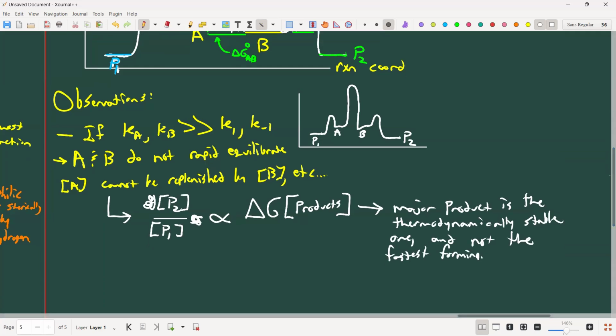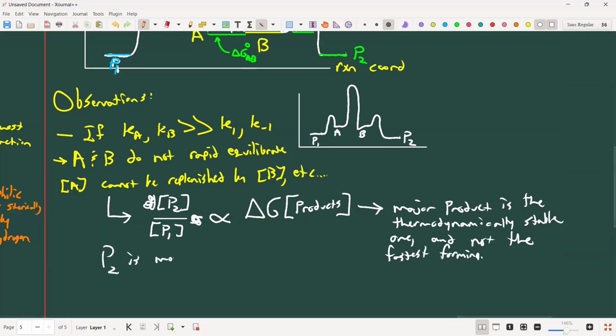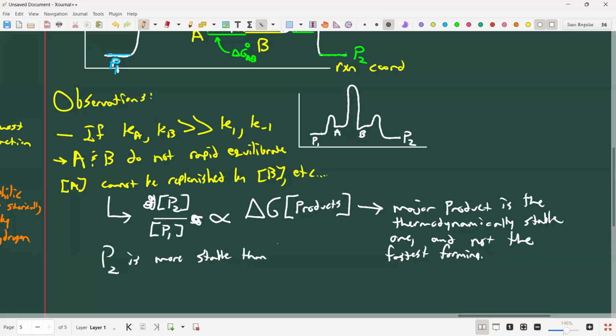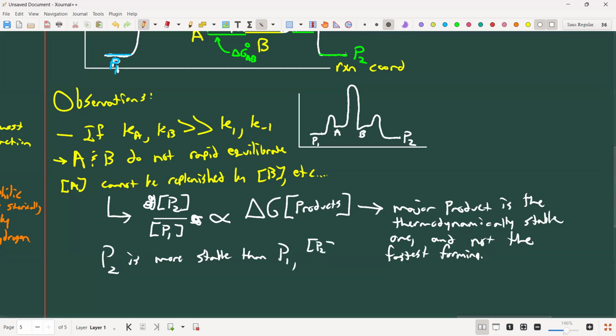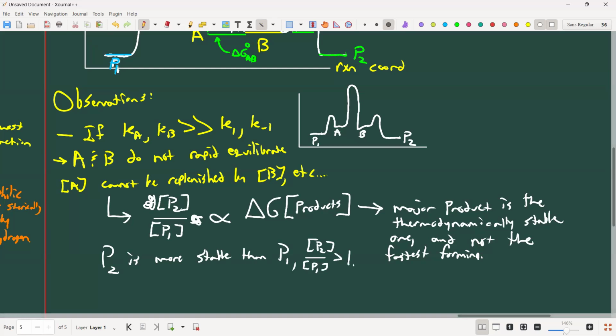Okay, so that means again, if P2 is more stable than P1, then the ratio of P2 over P1 is greater than 1. So it basically just depends on the stability. So that's what you would expect, right? For instance, you're always going to form the most stable products, right?